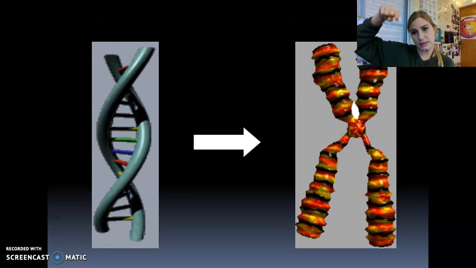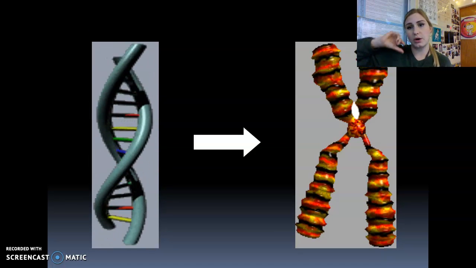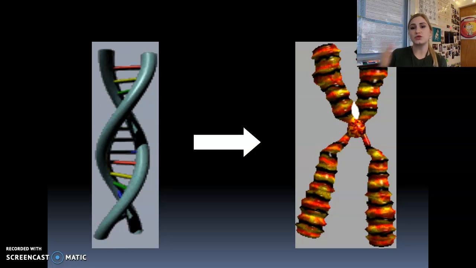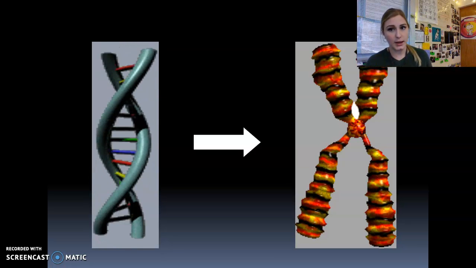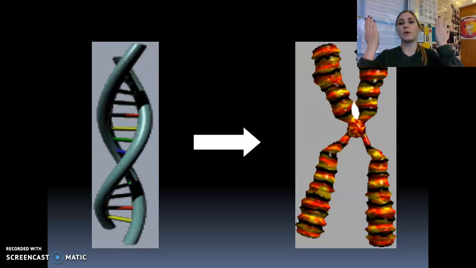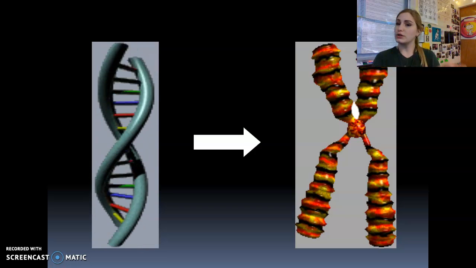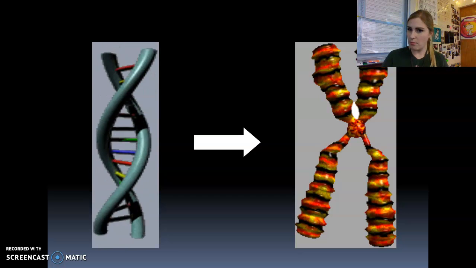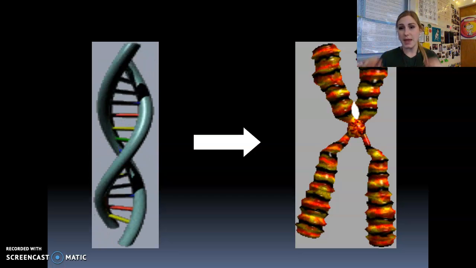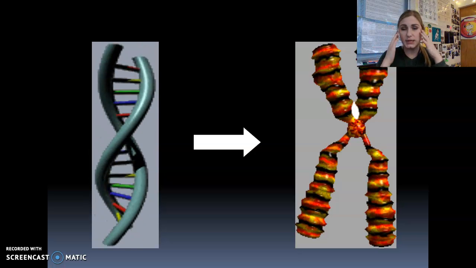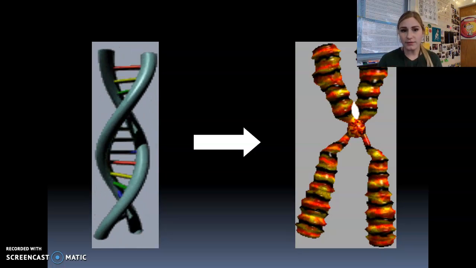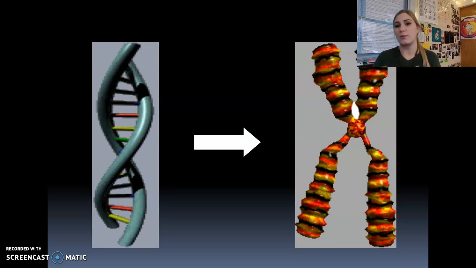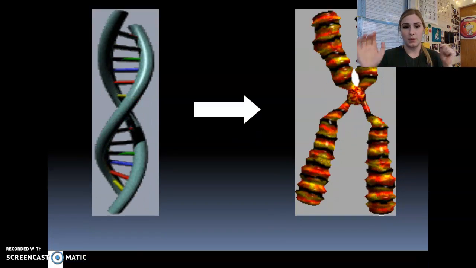Now, that DNA twists up in order to create something called a chromosome. And humans have 46 chromosomes. You get 23 from your mom, 23 from your dad. And that ultimately is what makes you. Your DNA is like a recipe, and the proteins that are made from the DNA is what makes you. So your hair, skin, nails, eyeballs, all of that is proteins. And the DNA is the instructions for how to make the proteins.